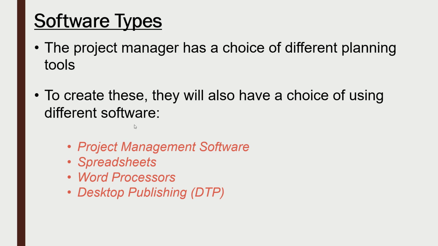And there are different categories, different types of software, which can be used for certain planning tools. So not all planning tools can be made by all types of software, as we'll talk about in the next few slides. So we've got 4 we need to look at, and also if you do LO6 as well, this will link in there too.